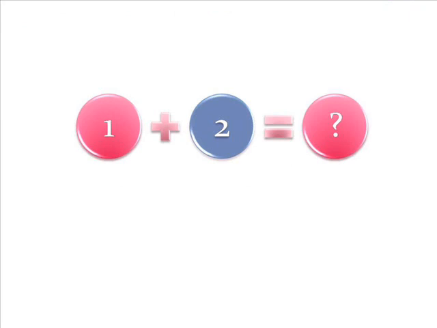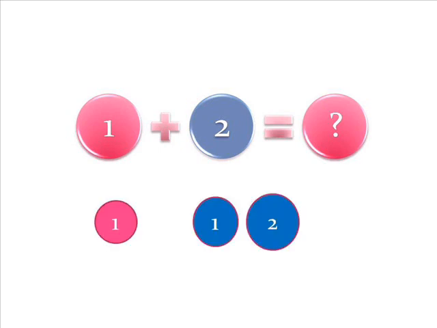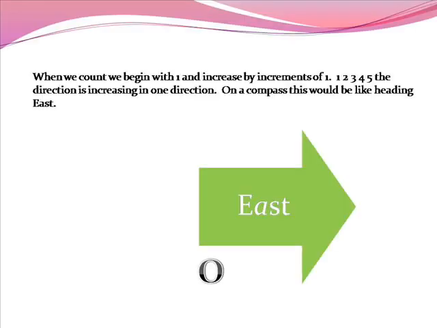Now here's a basic problem. 1 plus 2 equals what? Well, let's do some visual representation here. We'll change the 1 to 1 pink circle and the 2 to 2 blue circles. If we add them up, how many circles do we have? We have 1, 2, 3 circles. The illustration with the circles is a basic elementary one.